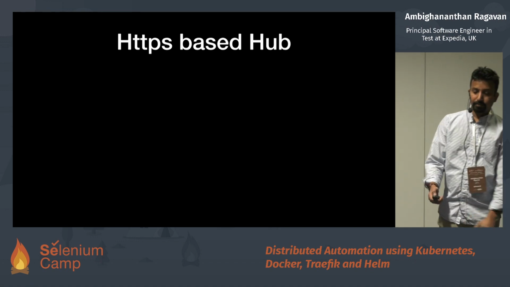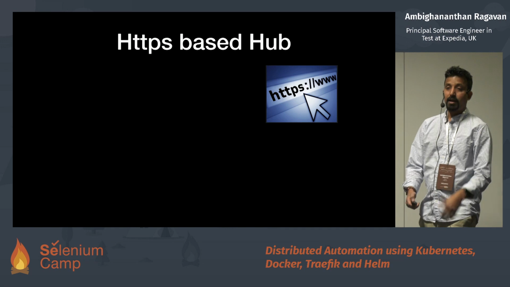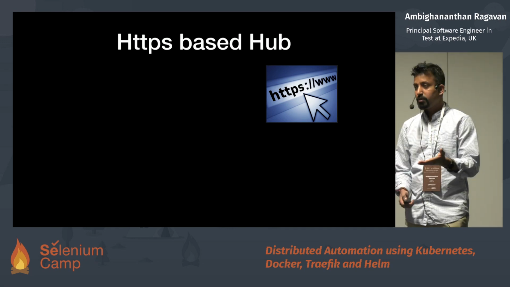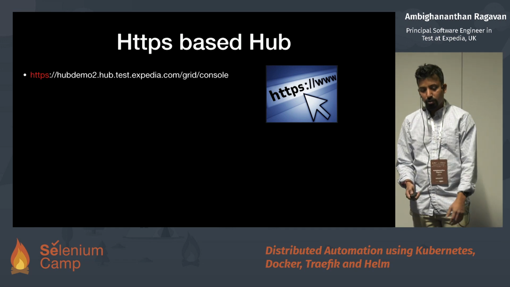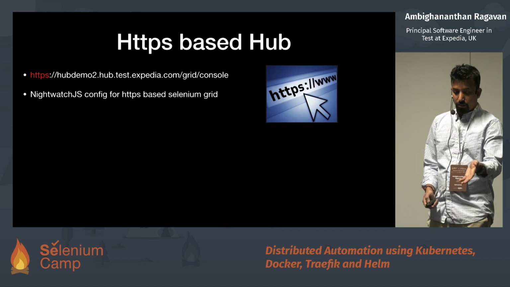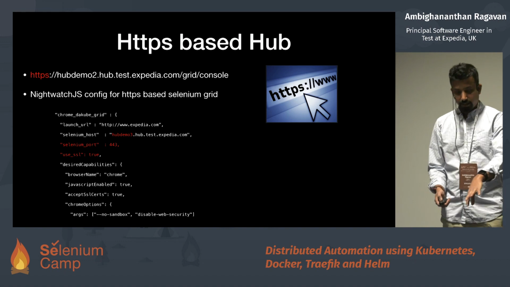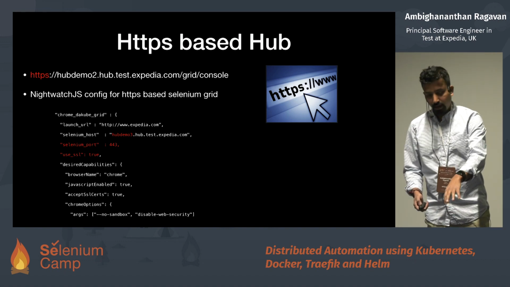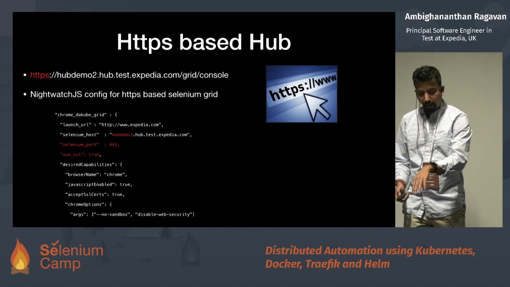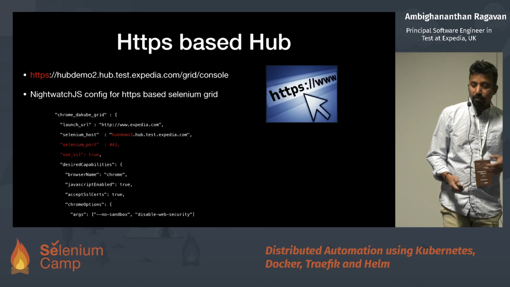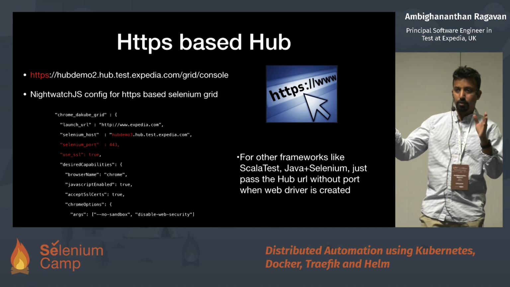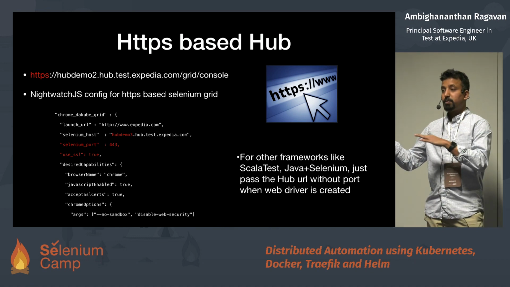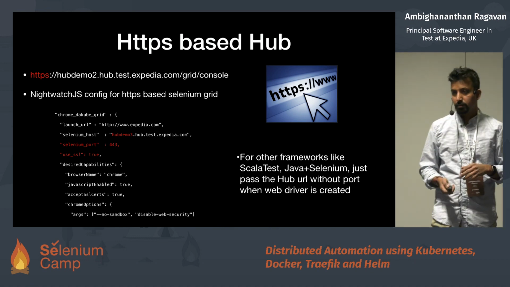Also, we are using Traefik, and it is HTTPS. So the hubs will be HTTPS based. And one thing we learned was, for example, in Nightwatch, if you use Nightwatch.js, this is the configuration you should set: the Selenium port to 443 and use SSL to true. And for other frameworks, you can just pass the hub URL, without having to pass the 4444 port.